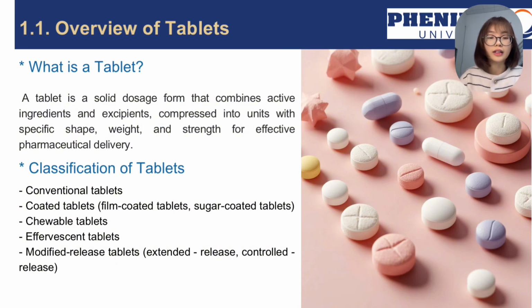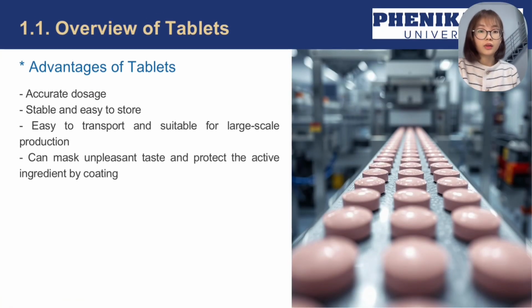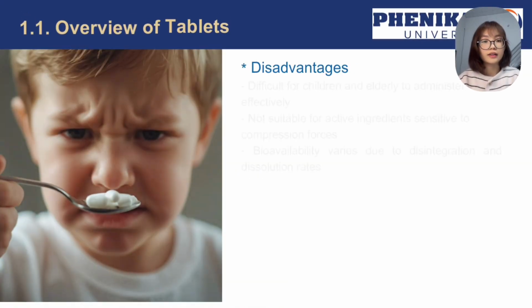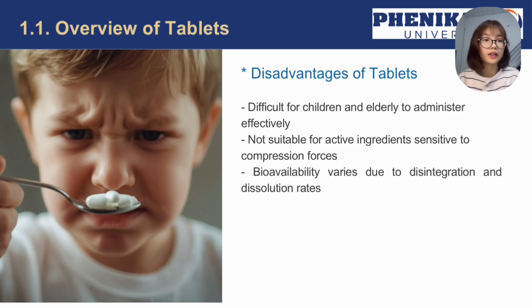Classification of tablet: conventional tablet, coated tablet, film-coated tablet, sugar-coated tablet, chewable tablet, effervescent tablet, modified release tablet, extended release, controlled release. Advantages of tablet: accurate dosage, stable, easy to store, easy to transport, and suitable for large-scale production. Can mask unpleasant taste and protect active ingredient by coating. Disadvantages of tablet: difficult for children and elderly to administer effectively, not suitable for active ingredients sensitive to compression forces, bioavailability varies due to disintegration and dissolution rate.